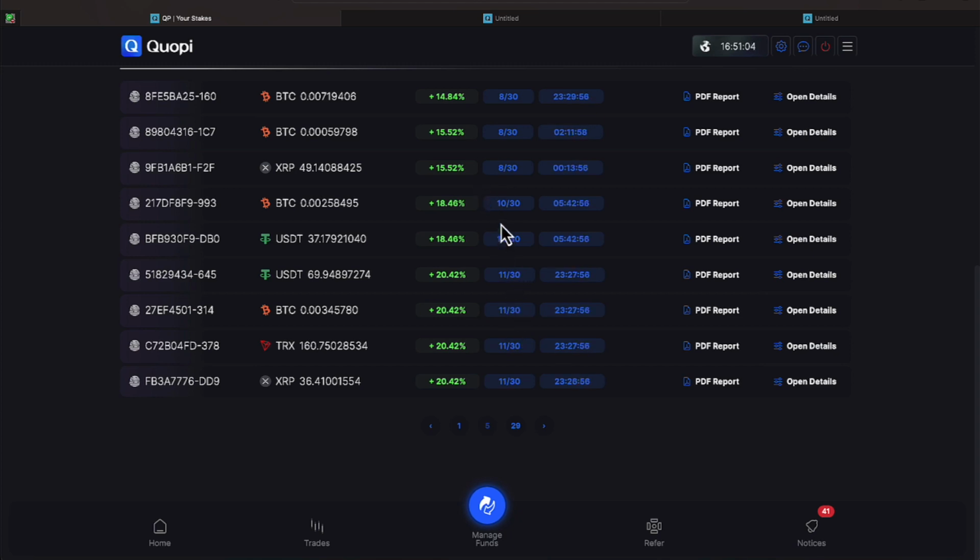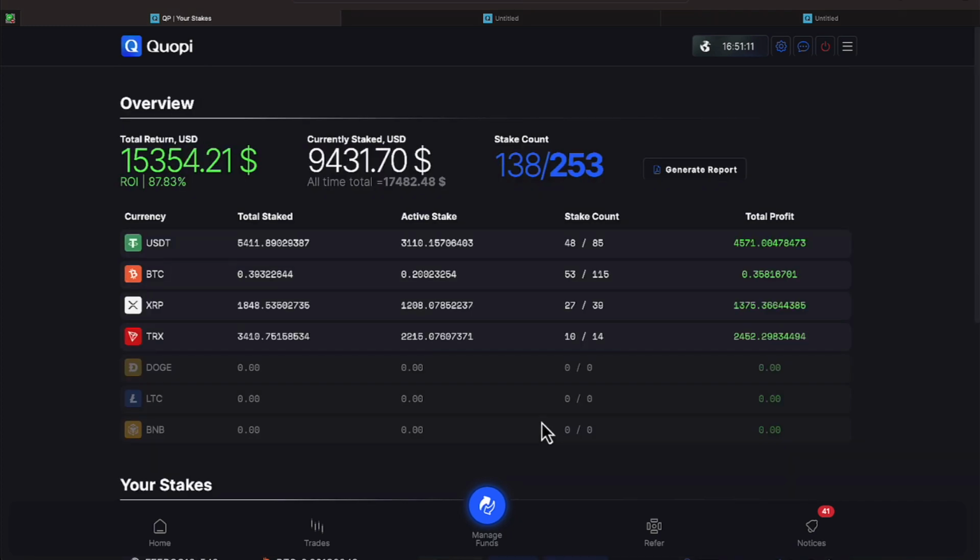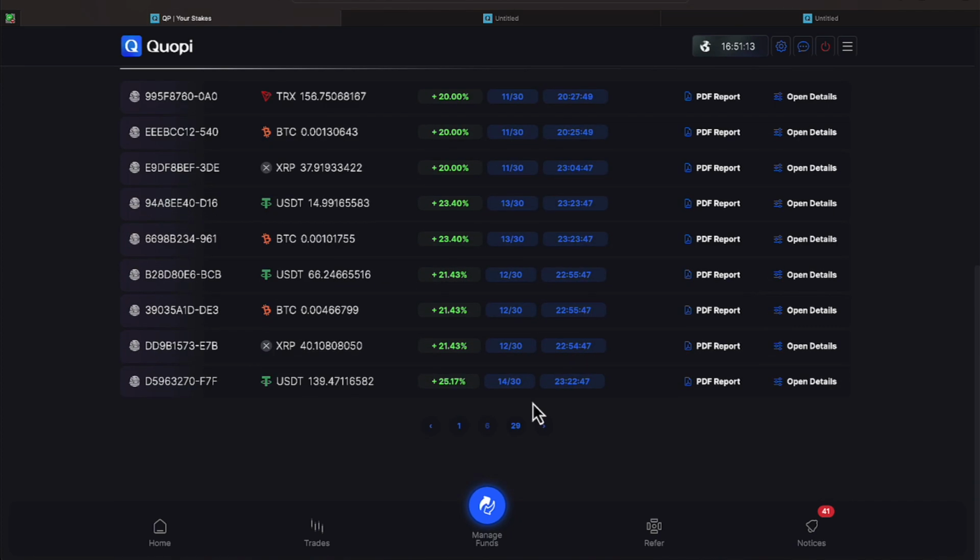And on 10 trading days, Quopi has achieved an 18.46. And on 11 trading days, Quopi has achieved a 20.42% return. And on 11 trading days, Quopi has achieved a smooth 20% across the board. And on 12 trading days, Quopi has achieved a 21.43% return. And on 14 trading days, Quopi has achieved a 25.17. And we gave Quopi $139 and some change on that stake there.